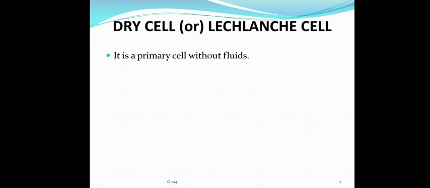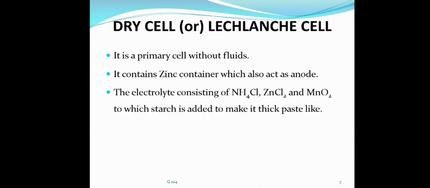It is a primary cell without fluid. There are no fluids. It contains a zinc container. It is just a container, a zinc container. The container itself acts as anode.